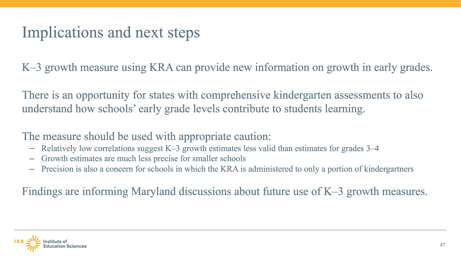And also the precision was quite low for some of these small schools. This suggests that one might consider using some sort of threshold on school size for interpreting these measures, or some other way to account for low precision, like empirical Bayes shrinkage. So that concludes the results for our study, and I'll turn it back over to Brian Gill.